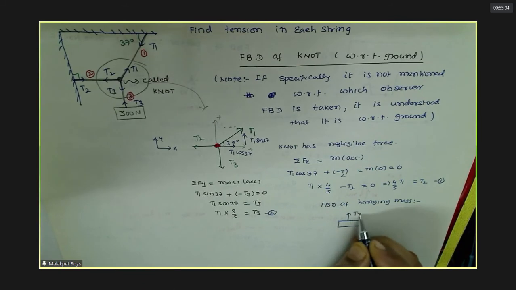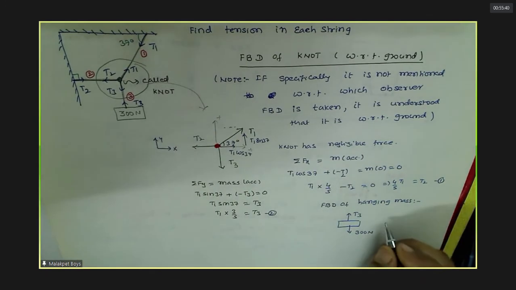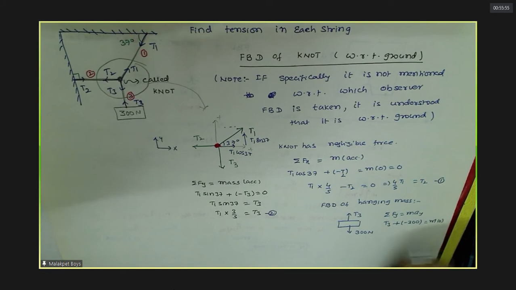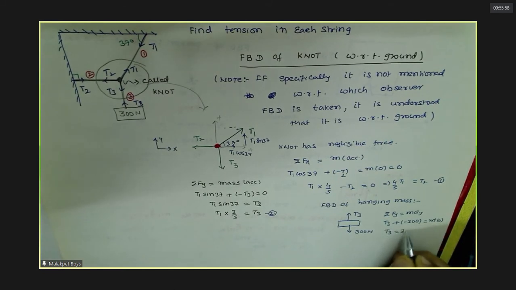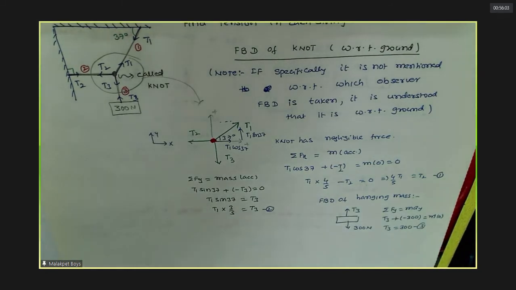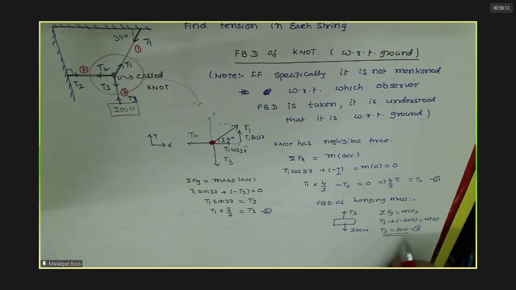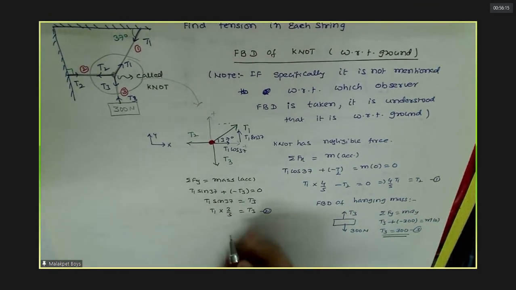This is T3. This is 300 Newton. mg is given directly as 300 Newtons. Here also acceleration is zero, no? Sigma Fy is MAY. This is T3 minus 300, so T3 equals 300. Now how many equations are there? 1, 2, 3. Can't you find 3 unknowns with 3 equations? Yes, sir. Now you can see I already got T3. From that I can get T2 and T1 now. What is T1 then?